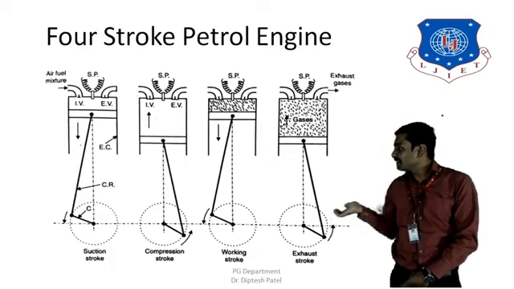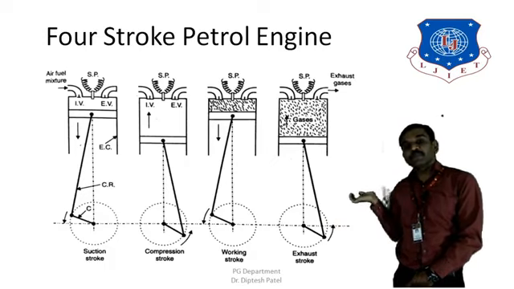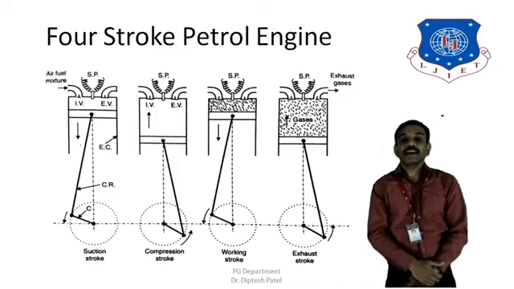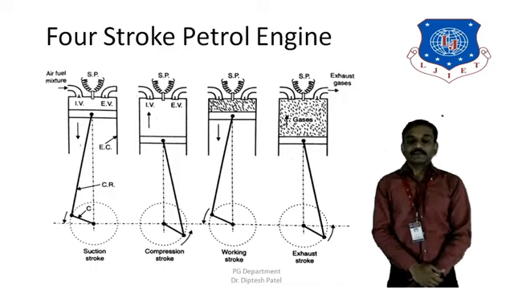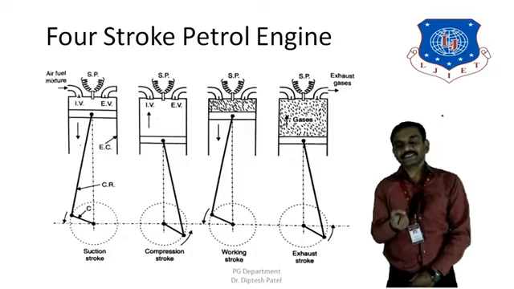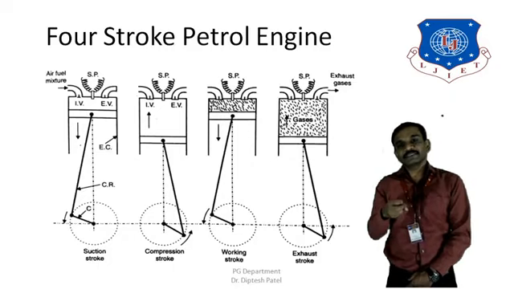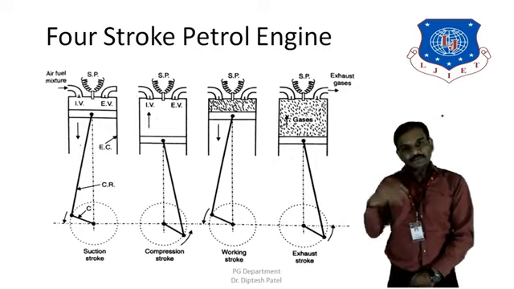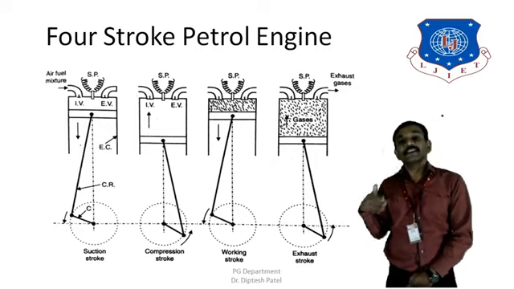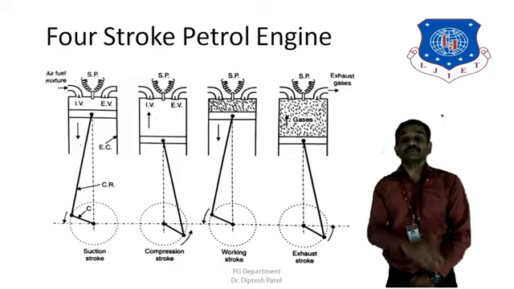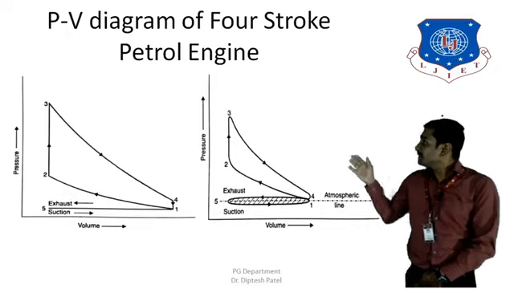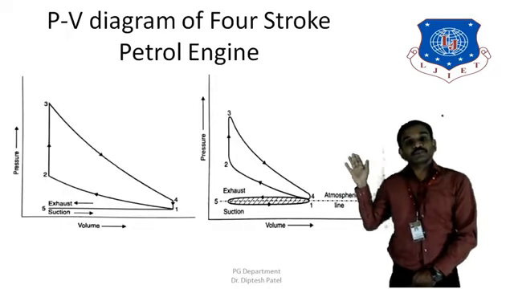Then in the fourth stroke, the piston is moved from BDC to TDC again, but at that time the exhaust valve is kept open. Since the exhaust valve is open and the gases have less energy as compared to the initial conditions, these exhaust gases leave the engine through the outlet valve. So the whole cycle is completed in 4 different strokes, and that's why it is known as the 4-stroke petrol engine. Now you can see the PV diagram of the 4-stroke petrol engine.